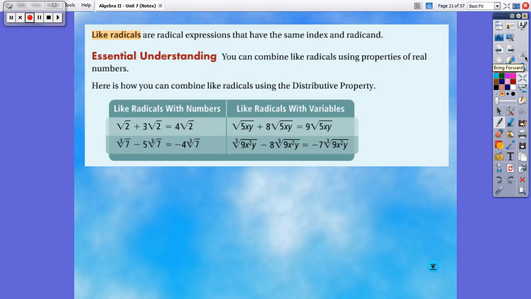So just like we have like terms, we have like radicals. And like radicals are radical expressions that have the same index and the same radicand. So they have to have both in order to combine them. So here are a couple of examples of how to do that.